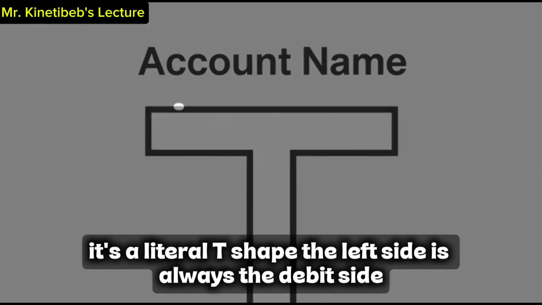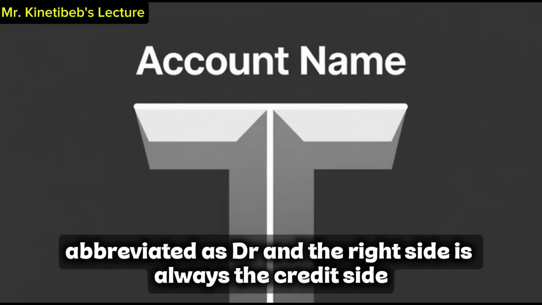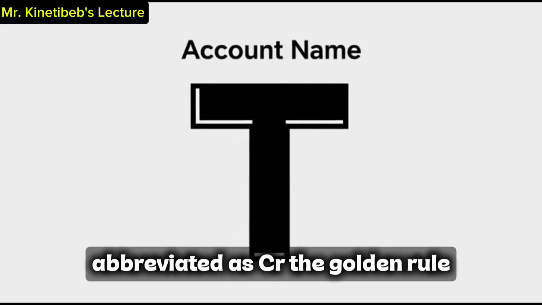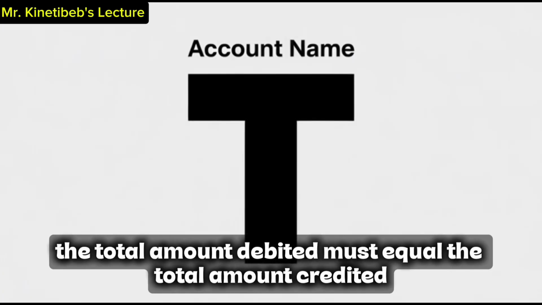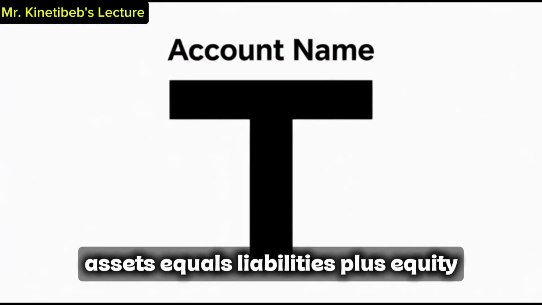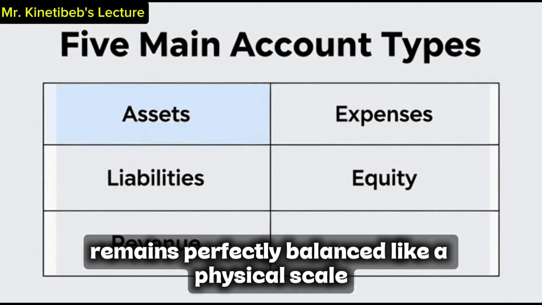The left side is always the debit side, abbreviated as DR, and the right side is always the credit side, abbreviated as CR. The golden rule? For every transaction, the total amount debited must equal the total amount credited. This ensures the accounting equation, assets equals liabilities plus equity, remains perfectly balanced, like a physical scale.